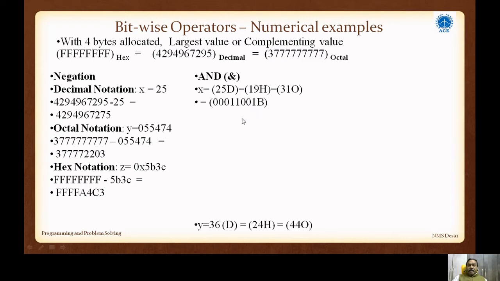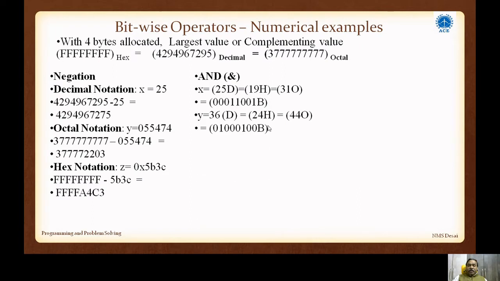It is equivalent to 00011001 in binary. Similarly, y is equal to 36, and it has its equivalent value. Right? For decimal notation 25 and 36, the answer will be 0. Why? This 25 is converted into this one.